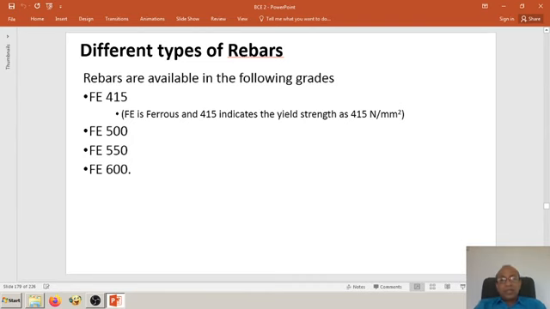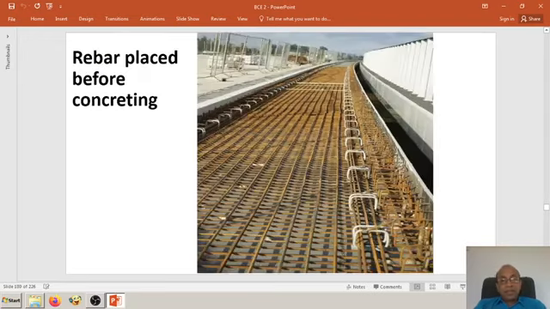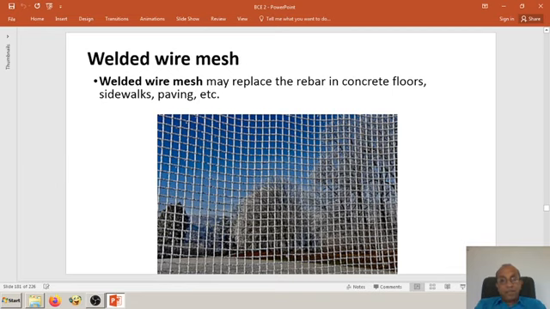Different types of rebars are based on their strength. The rebars can be categorized in the following grades as Fe415, Fe500, Fe550 and Fe600. Fe stands for ferrous and 415 indicates the yield strength in Newton per mm square. In this picture we can see the rebars placed in position before concreting. Then welded wire mesh can also be used in place of rebars for concrete floors, sidewalks, pavings, etc.